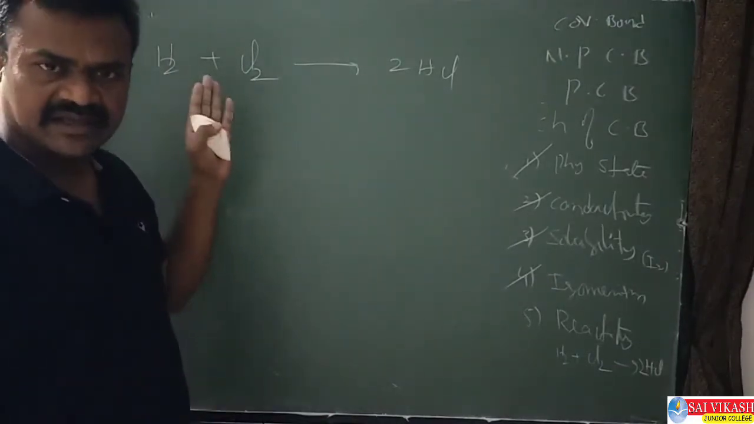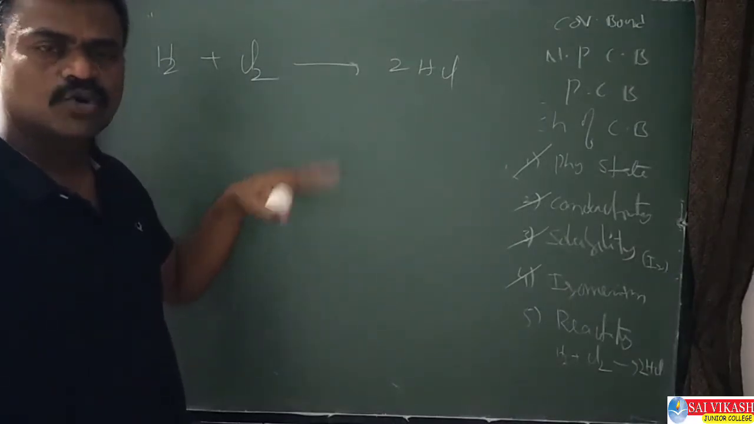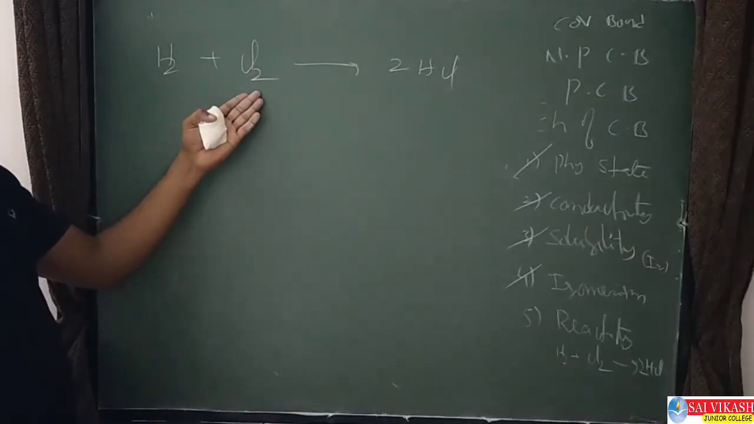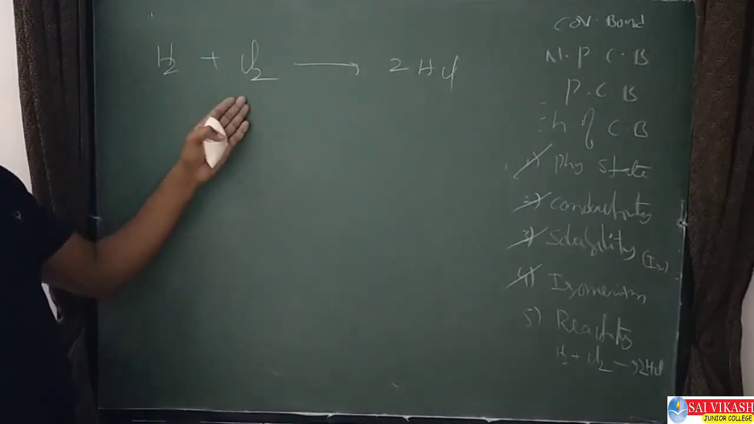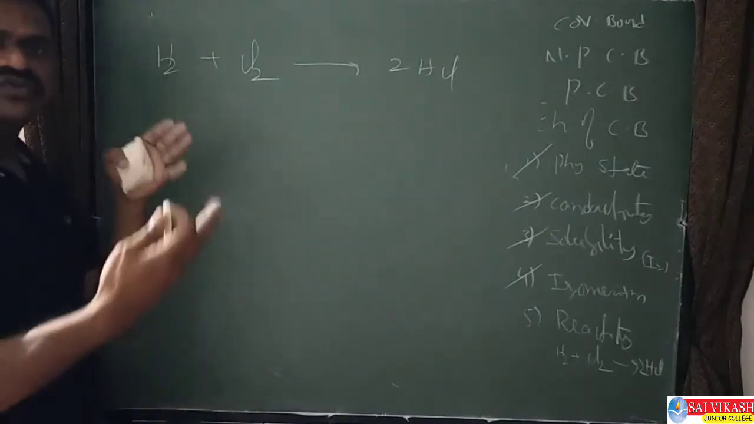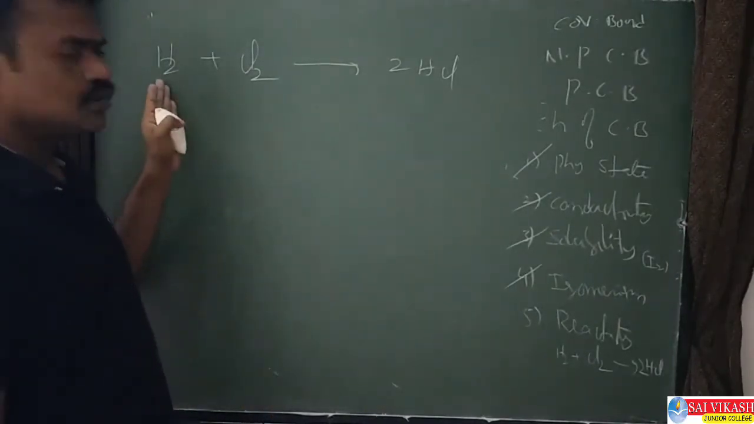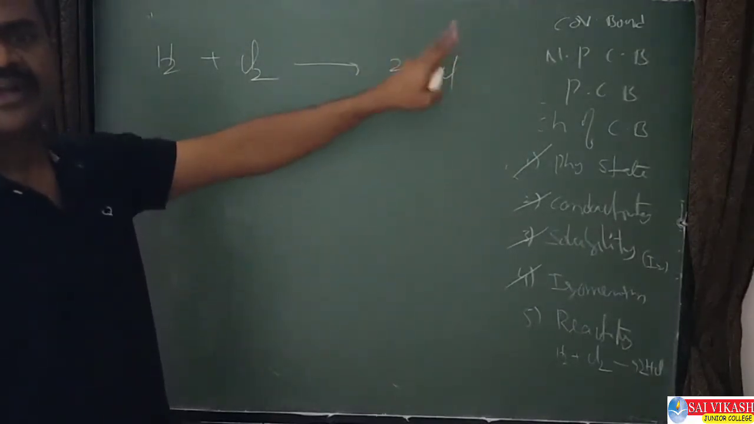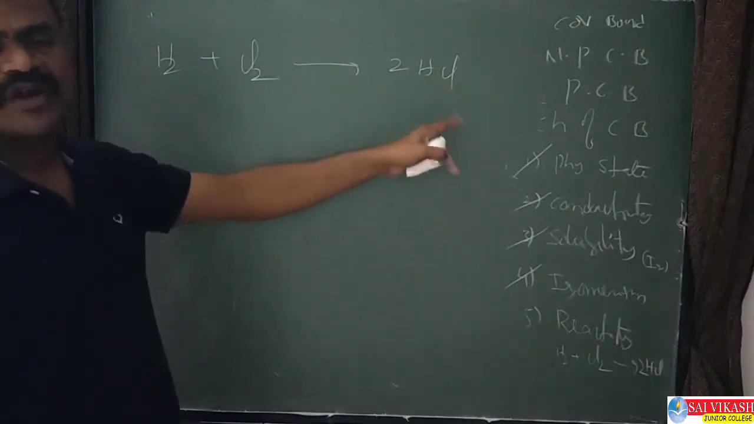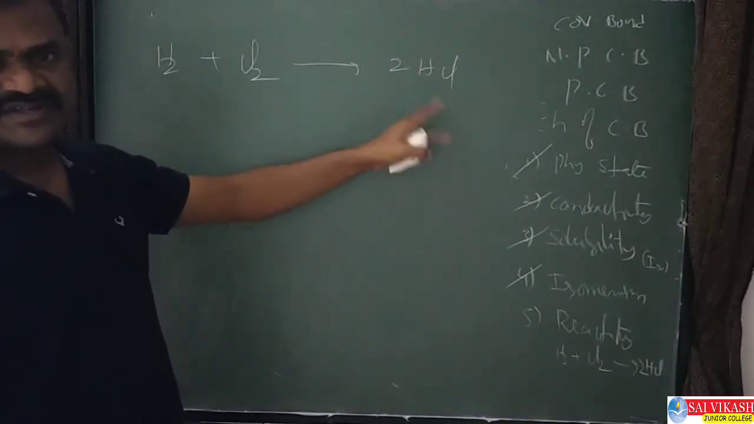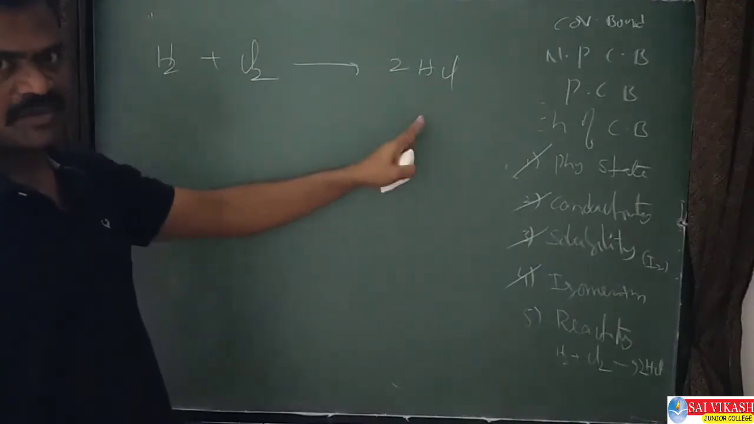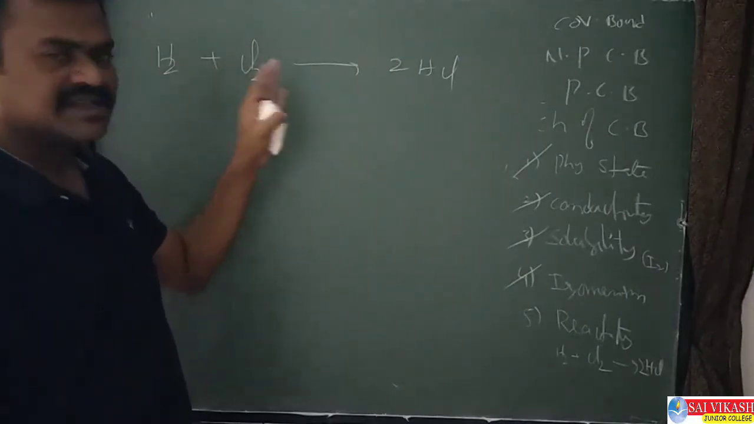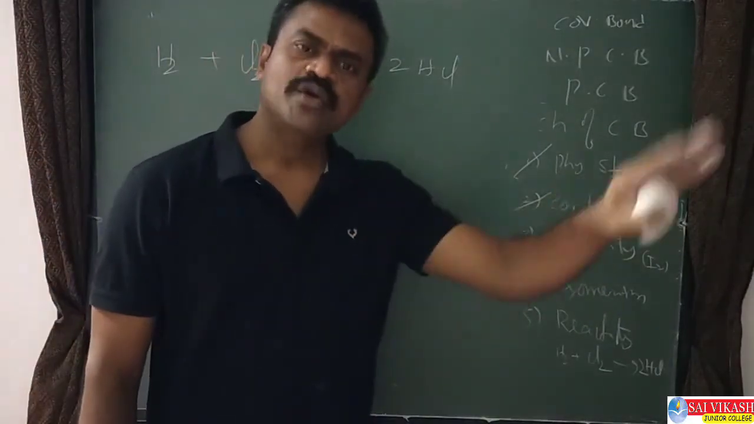It is actually a reaction involving covalent compounds. See, H2 is a covalent compound, Cl2 is a covalent compound. Why? There is a bond between the two same atoms. So H2 and Cl2 are covalent compounds. HCl is a polar covalent bond, but the covalent nature is more, because the electronegativity difference is less than 1.7. So covalent nature is dominating. These are all covalent compounds, but this reaction is very slow.